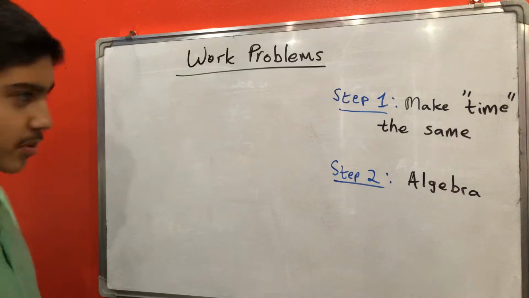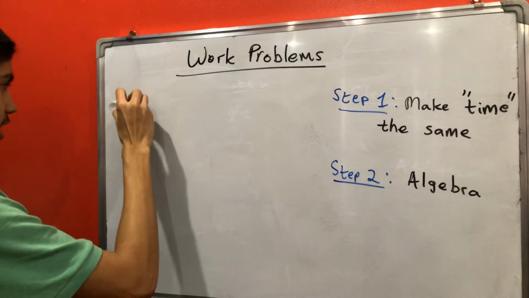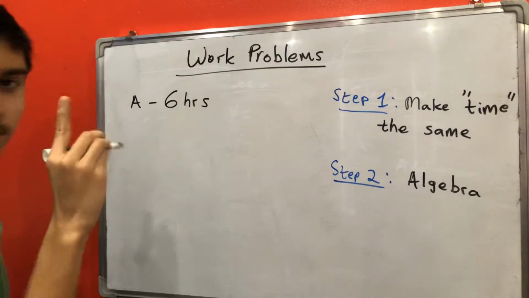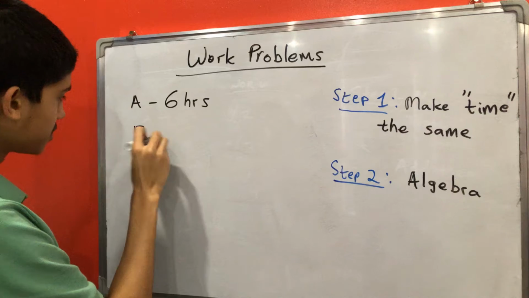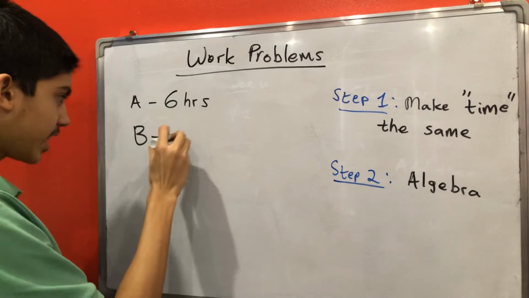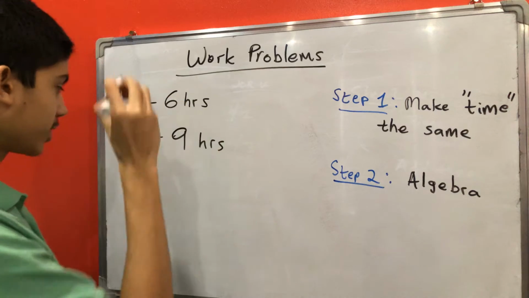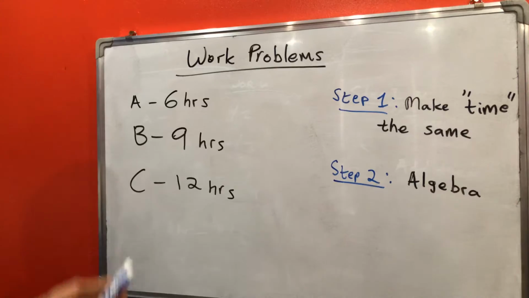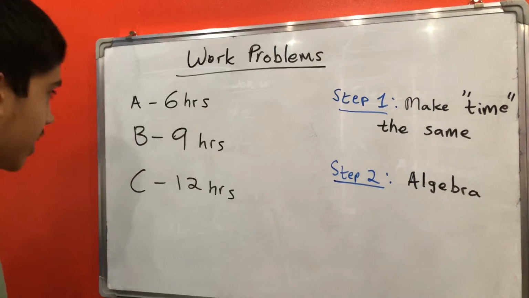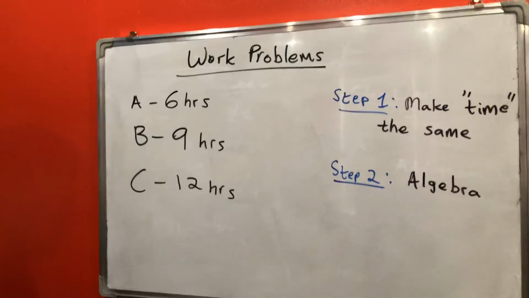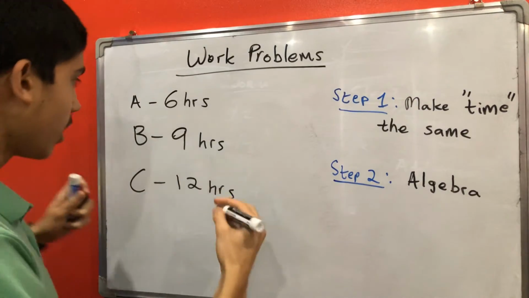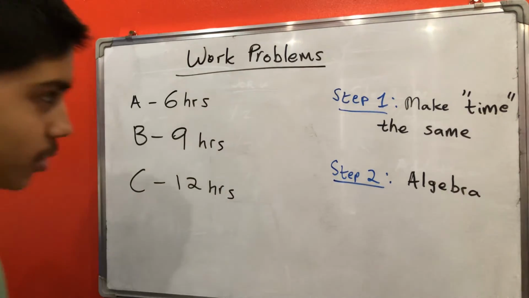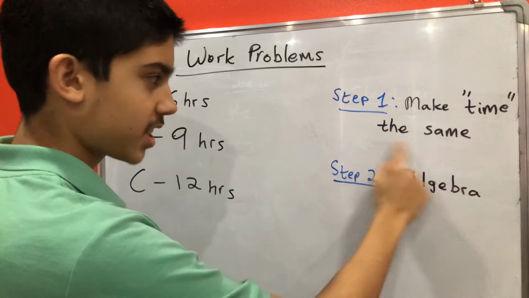Let's say we have 3 printers. One printer, we'll call it A, takes 6 hours to make one newspaper. Then we have another printer, B, and it takes 9 hours to make a newspaper, and then we have C, 12 hours for a newspaper. Let's say we need a newspaper in less than 6 hours, so we're going to run all of these printers. The question is, how long will it take if all of these printers are working to make one newspaper? So using the steps, we'll say make time the same.